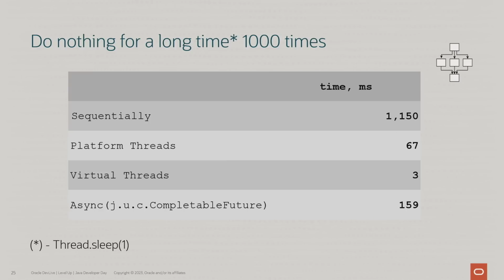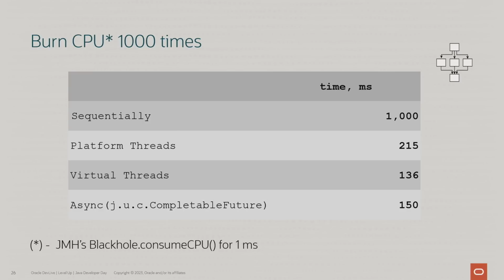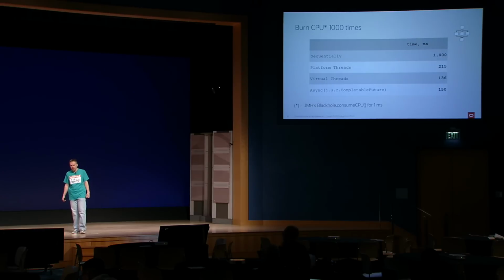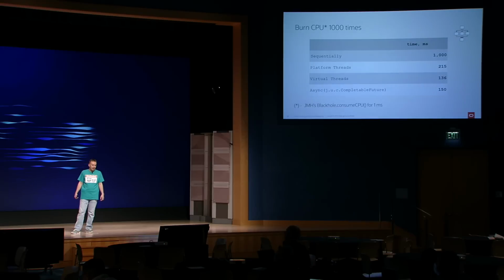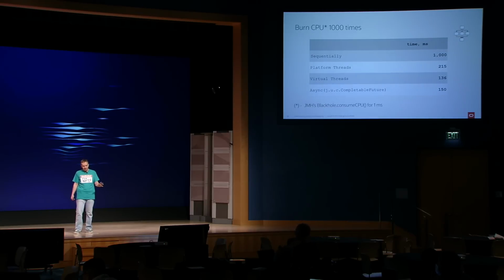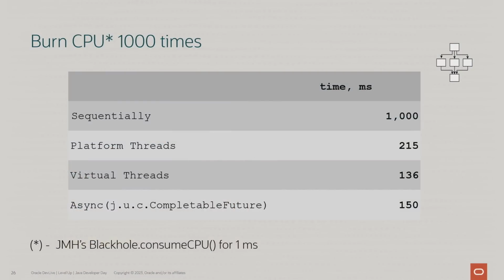Of course, we should check our behavior on CPU-intensive tasks, when we do some CPU computations. This particular CPU-intensive task takes 1 millisecond. Here, the results may vary, but definitely, if you switch to practical applications, I'd like to say that you won't see any difference for CPU-intensive tasks between platform threads, virtual threads, and asynchronous programming. It works almost in the same way.